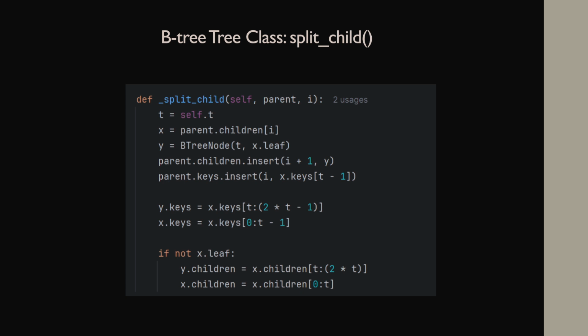Our split_child method splits the full child node, which would be x.children at index i, into two nodes. The left half would stay in the current child, and the right half is moved to the new node, which would be y, and then the middle key would move up to the parent. This split_child method is important because it keeps the tree height small and also prevents having an overflow of keys in one node.